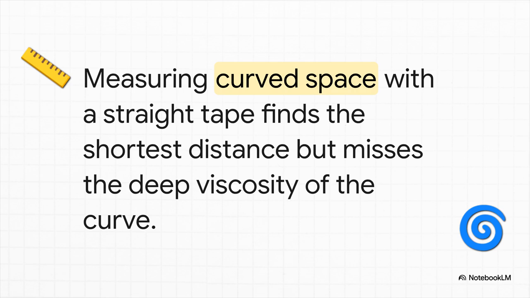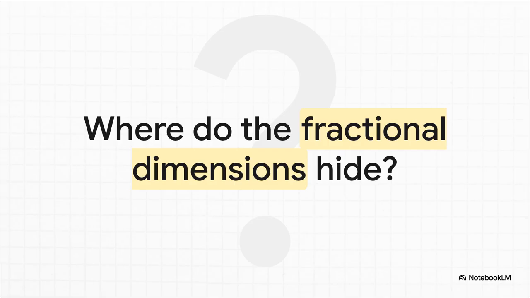You're basically trying to measure a dynamic fluid with a rigid linear tool. It just doesn't work. Which, of course, naturally leads us to ask, if our straight tape is only measuring 3 flat dimensions, where do the missing fractional dimensions hide? Because according to this entire framework, the universe doesn't operate in clean whole numbers. It operates in fractions and spirals.